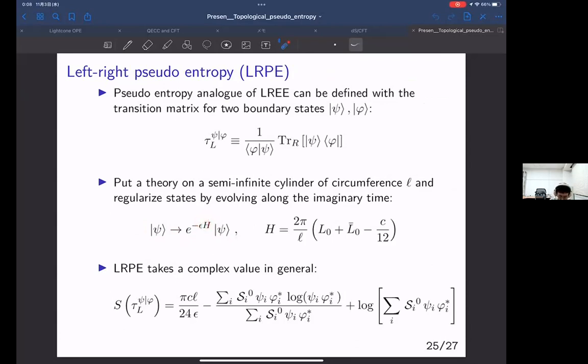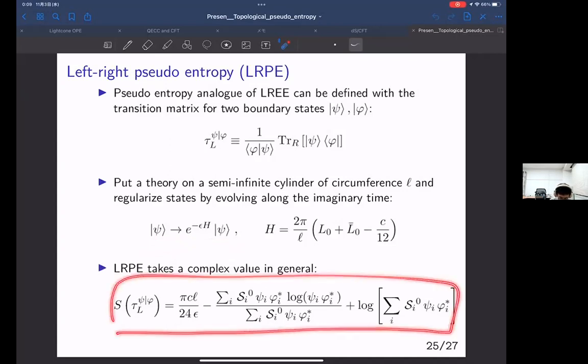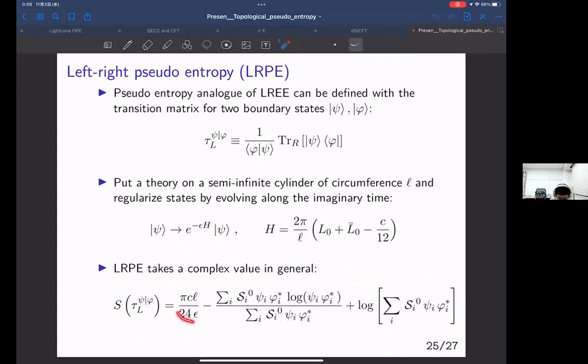And then if you calculate, this is just a very simple calculation, so I skip all the details. But the final form of the LRPE is given by this. Here you have the UV divergent part, but this is the finite part, which depends on the expansion coefficients, state parameters, and also modular S matrices. So this is a very general result.